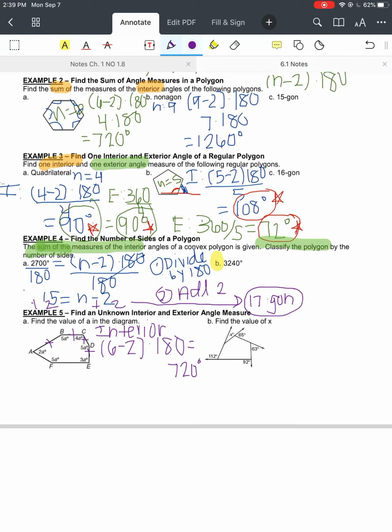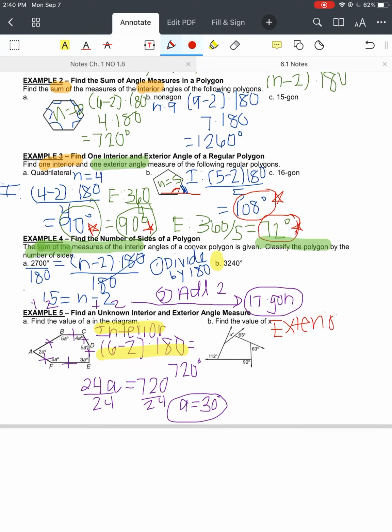So all 6 of these angles, when I add them together into the same equation, I know they're going to add to 720. Adding up all of those, you get 24A. So 24A is equal to 720. We can divide by 24, and A is going to be 30. So then that's just your answer. It said find the value of A. Again, what's tricky is I needed to know first that they're interior angles so I could apply the interior formula. In letter B, I see all of these angles are on the outside, so these are exterior angles.